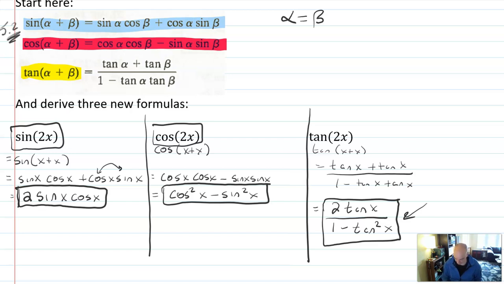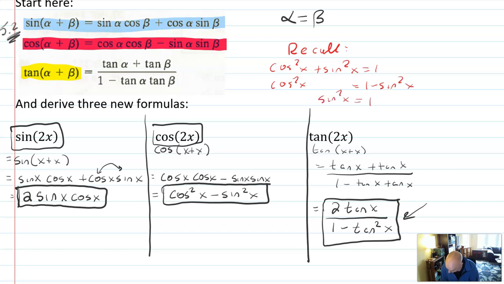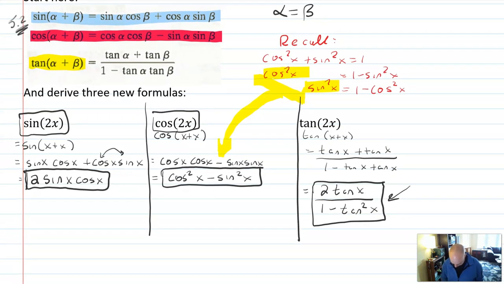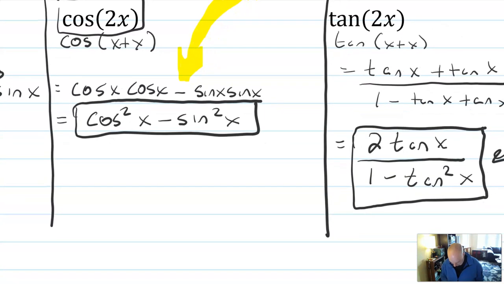I'm also going to throw another wrinkle into the mix. I did mention, recall, that cosine squared x plus sine squared x is equal to 1, which means that cosine squared x is equal to 1 minus sine squared x, and sine squared x is equal to 1 minus cosine squared x. Why is that important? Well, I can use these two interesting substitutions in that new identity for cosine of 2x to create more identities for cosine of 2x. The deal is, with the cosine identity, it's useful, but it has a cosine squared and a sine squared. And most of the time when you're simplifying a problem, your goal is to get it into one trig function or the other and not have this weird situation with both cosines and sines.